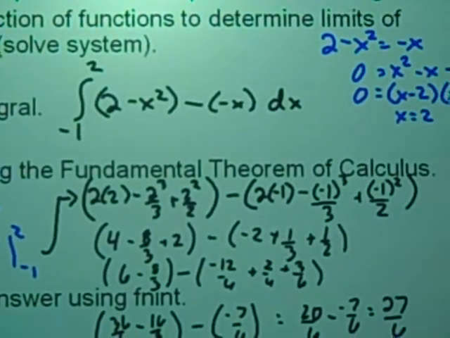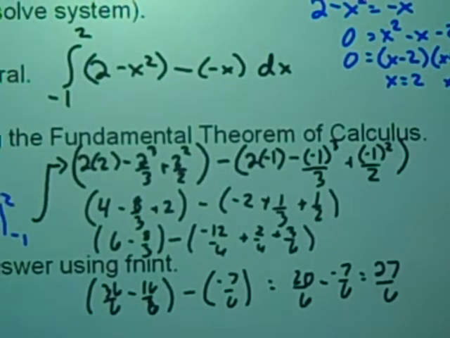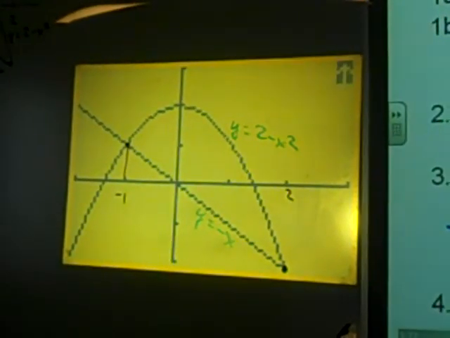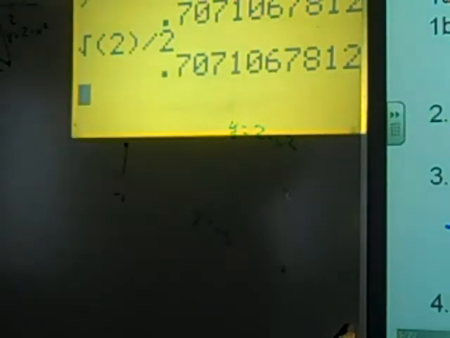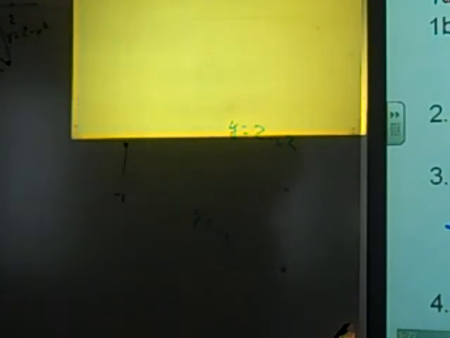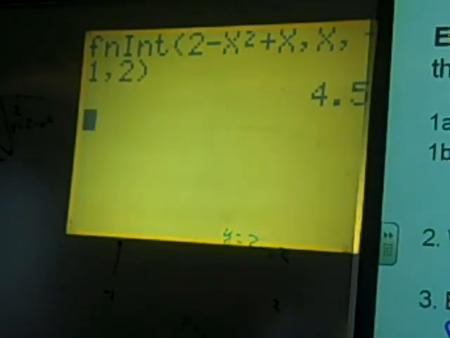I'm going to check my answer. I don't remember that. I might have made a mistake. So now let's go back over here. And we're going to put in our integral. Math. And I'm going to go 2 minus x squared plus x with respect to x from -1 to 2. 4.5. And then I go, shoot, where did I make a mistake?